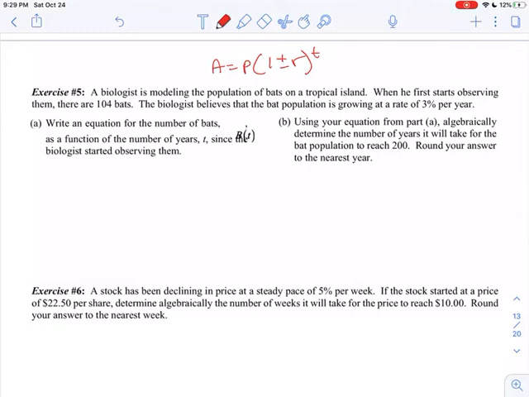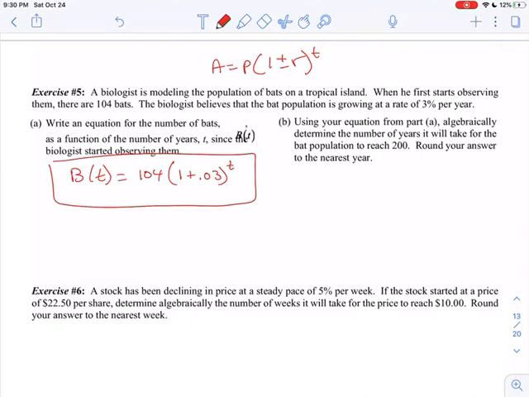All right, so let's look. A biologist is modeling the population of bats on a tropical island. When he first starts observing them, there are 104 bats. The biologist believes that the bat population is growing at a rate of 3% per year. Write an equation for the number of bats as a function of the number of years, t, since the biologist started observing them. Okay, so let's do B of t. It's P, that's 104, that's the principal. 1, this is increasing, so 1 plus. The rate is 3%, so it's going to be 0.03 to the t.